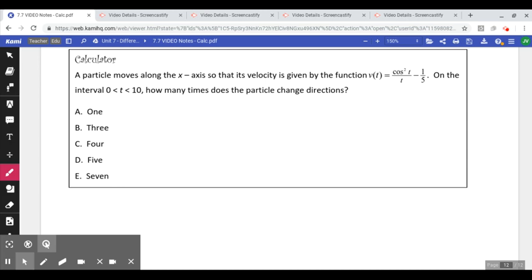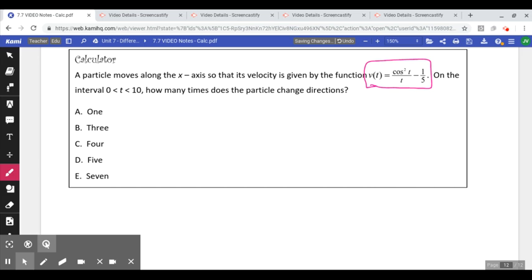In this multiple choice question, calculator is allowed. We'll work as far as we can without that, and then maybe we'll have to use it right away. We'll see. So it says a particle moves along the x-axis so that its velocity is given by this function right here, which is v of t is equal to the cosine squared of t over t minus 1/5.